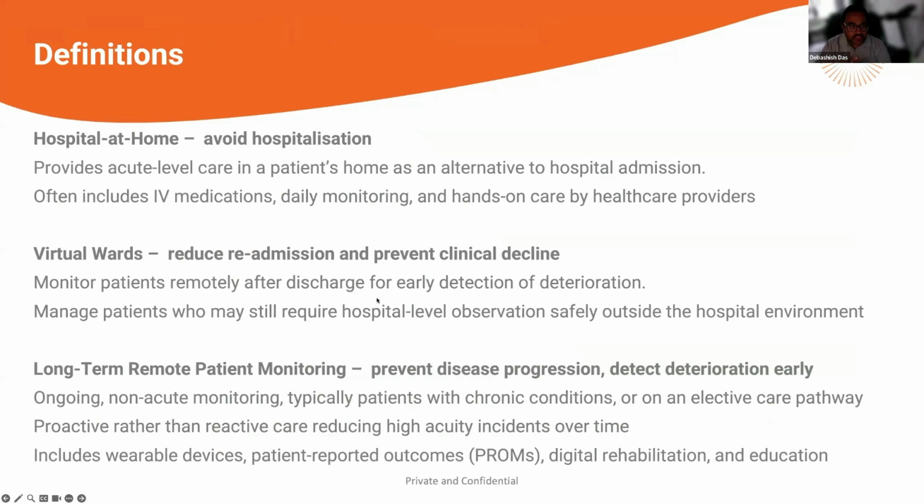So, just again as a summary, your hospital at home is really about avoiding hospitalization, providing acute level care, often IV medications and daily hands-on care. Your step down in acuity, your virtual wards, is trying to either prevent admission or facilitate early discharge and prevent readmission into hospital, managing patients who still require hospital level observation but can safely be managed outside the hospital environment. And I'll give an example of one of the pathways that we're doing.